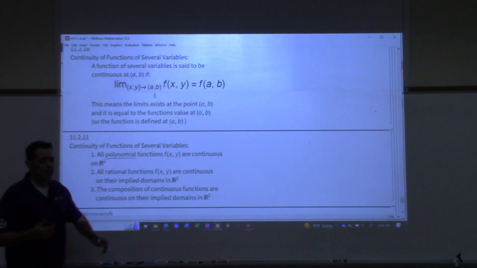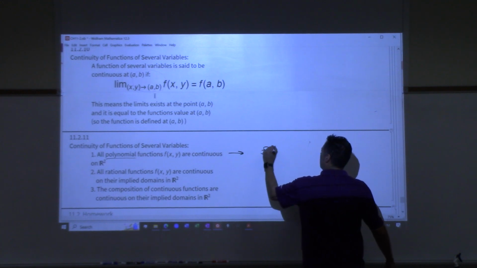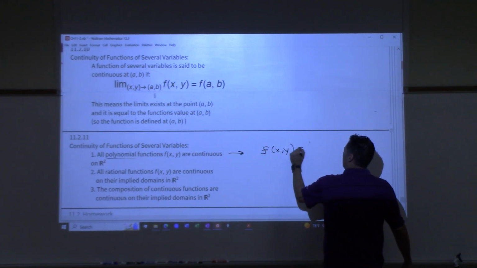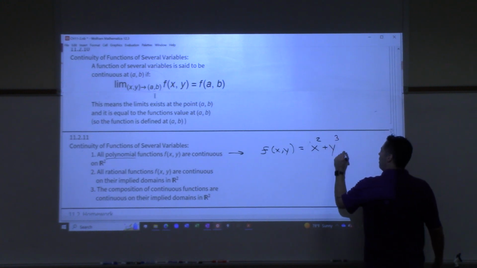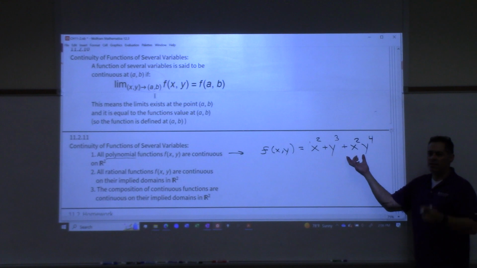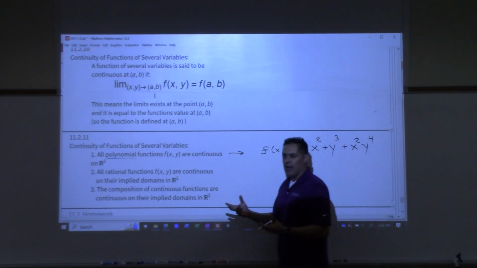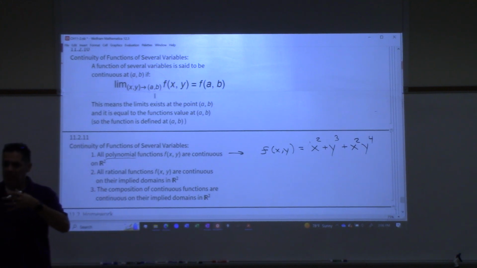polynomial function. Now, what does a polynomial function look like in terms of a function of two variables? It's going to have things like this: x squared plus maybe y to the third plus x squared y to the fourth. This is considered to be a polynomial function in two variables. You're going to have x's and y's raised to different powers, and they can actually be multiplied times each other as well.